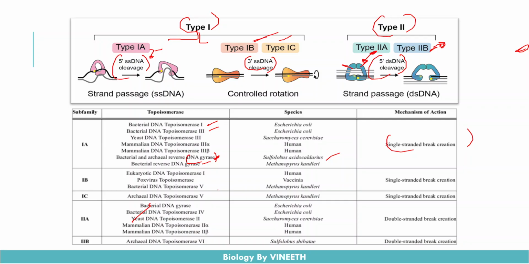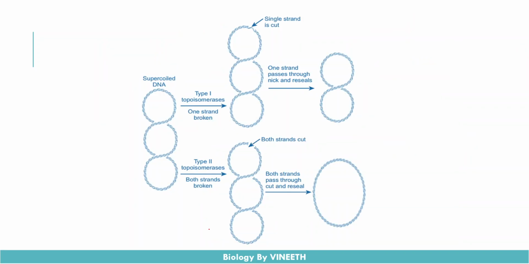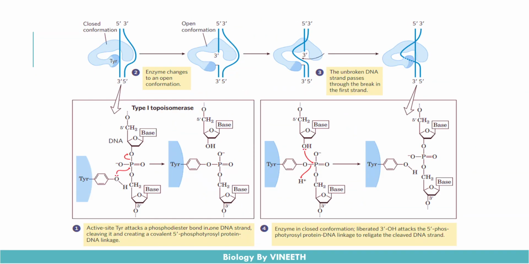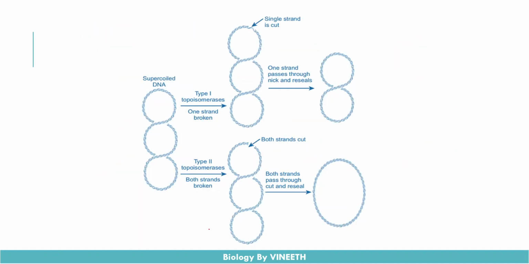Okay, and we have the mammalian topoisomerase type 2 alpha and type 2 beta, which introduce double stranded breaks and pass the DNA strand through the other strand, to relieve the strain on the DNA molecule. So this is about the different types of topoisomerase, and if you look at the function, the actual mechanisms, this is what they do.